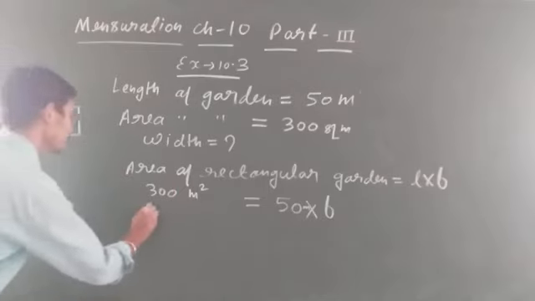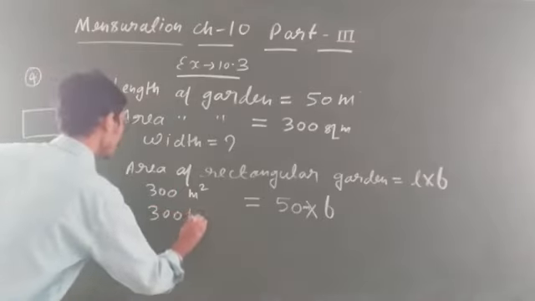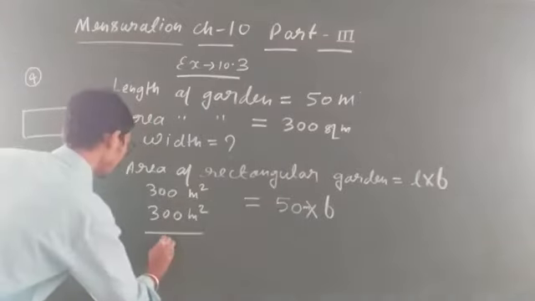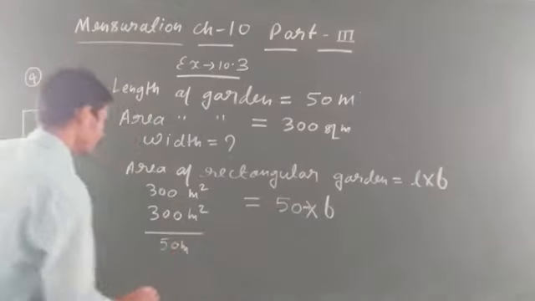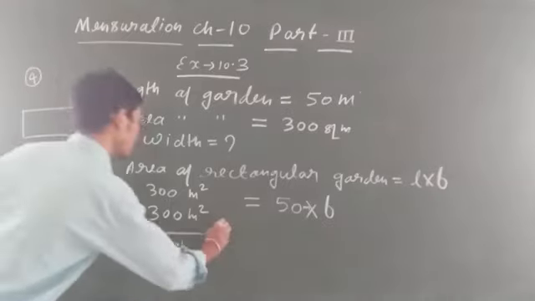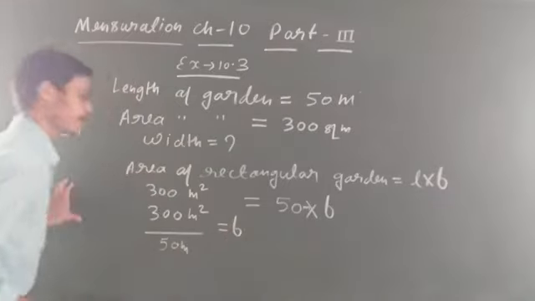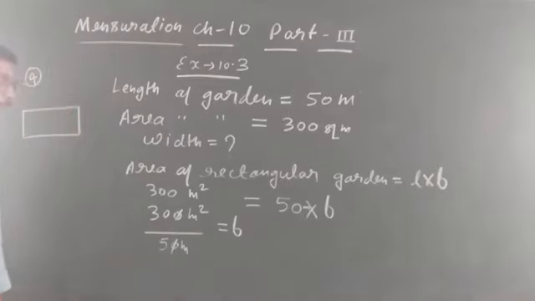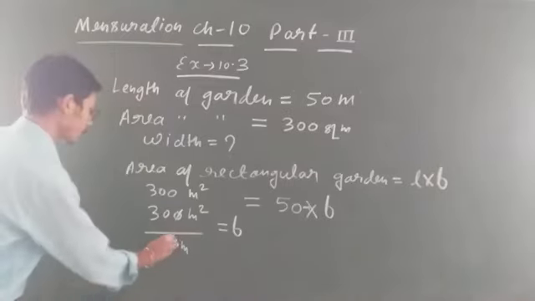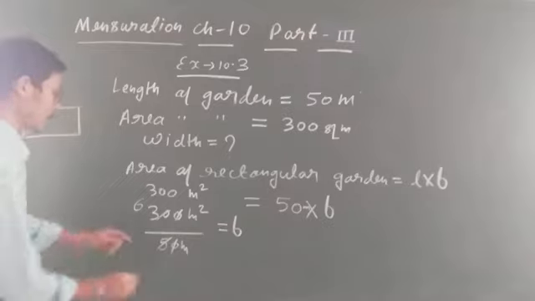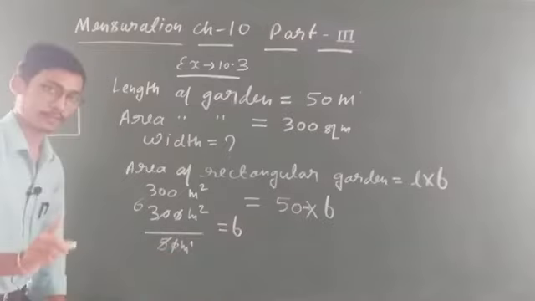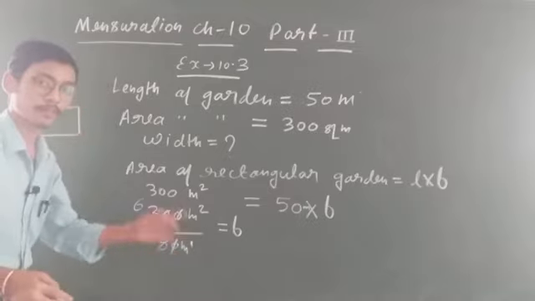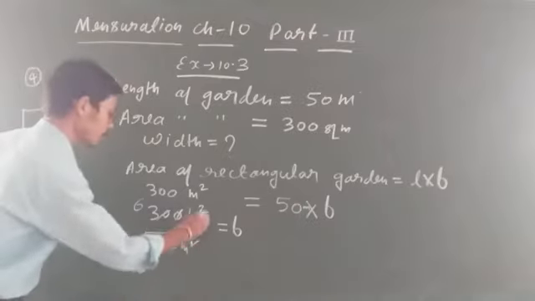So what you do, student? 300 meter square upon breadth, which is given as 50 meter, equal to breadth. Simply we have to divide it. 10 and 10 you cancel out, student. 5 sixes are 30. And here 1 meter is given and here 2, so 2 and 1. The 1 will reduce. You can reduce one thing.